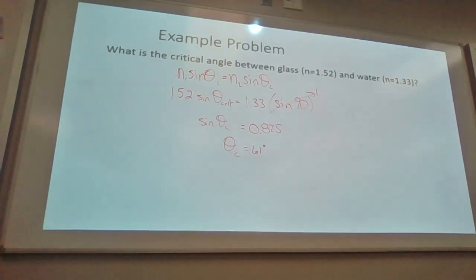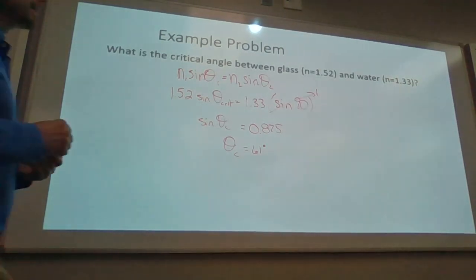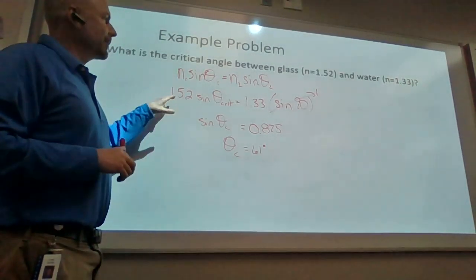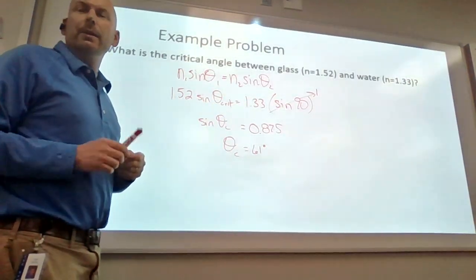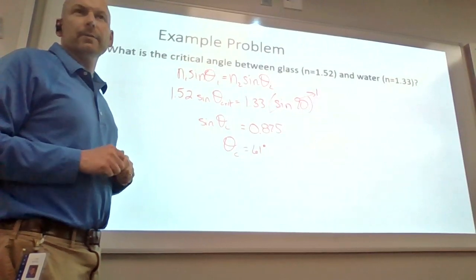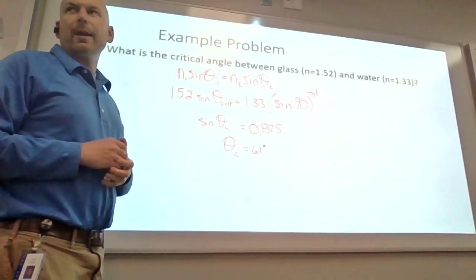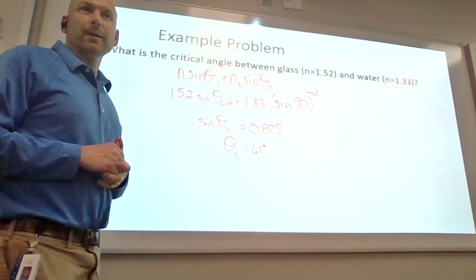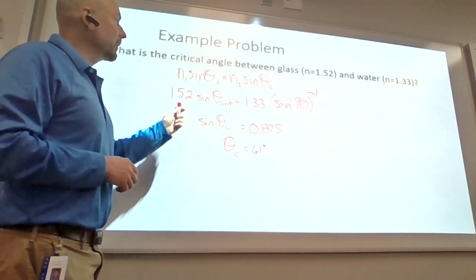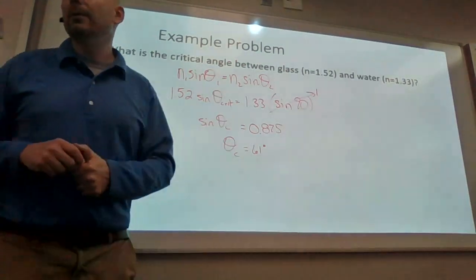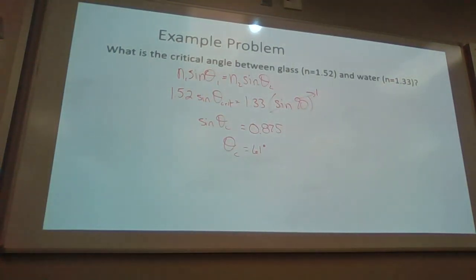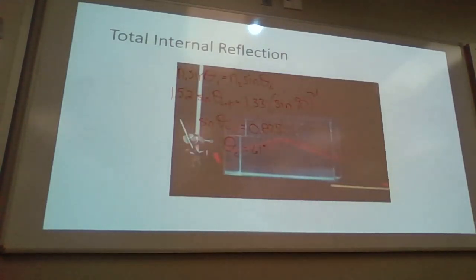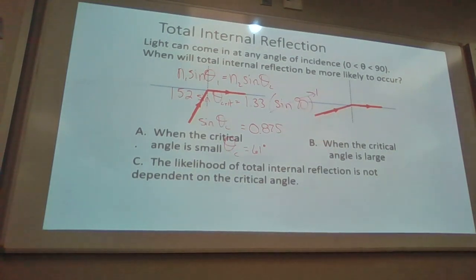Okay. Now, let's say you forgot that n1 has to be greater than n2. Let's say you flip those. What is your calculator going to tell you? Domain error, syntax error, something error. It's kind of a user-friendly thing. It'll tell you, hey, you screwed that up. You can't have sine greater than 1. Good with that? Okay. These next things are just pictures of what I've showed you.